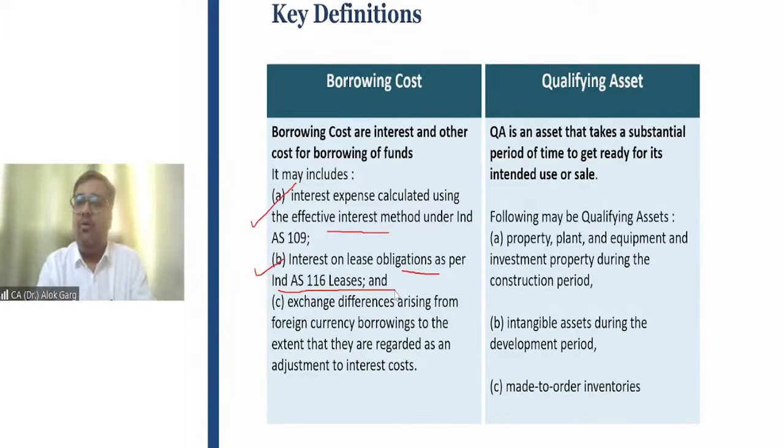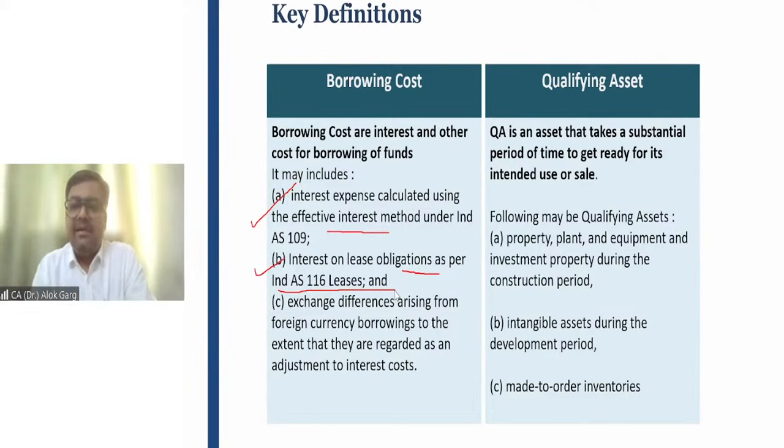I'm using my own funds for construction of this factory. And for the construction of the factory, I took some machineries on a lease basis, on a rental basis. Like I took the temporary lifts, the lorries, the cranes, and the mixer machines. So I took all these machineries on a lease basis. So what do I need to pay?